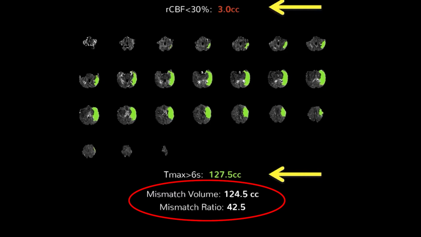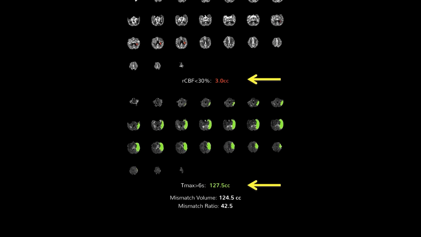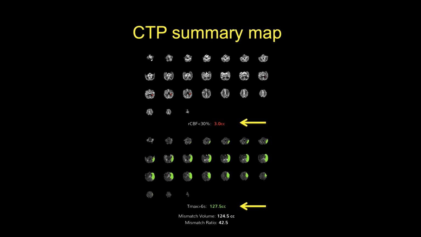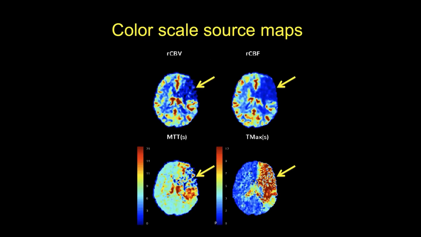So this is pretty easy, right? It's almost like the automated software is telling you exactly what to look at. It's giving you the volumes. There is not much difficulty in interpreting this. But what I would say is that there is so much more. So let's go not just at the summary map, but at some other pieces.